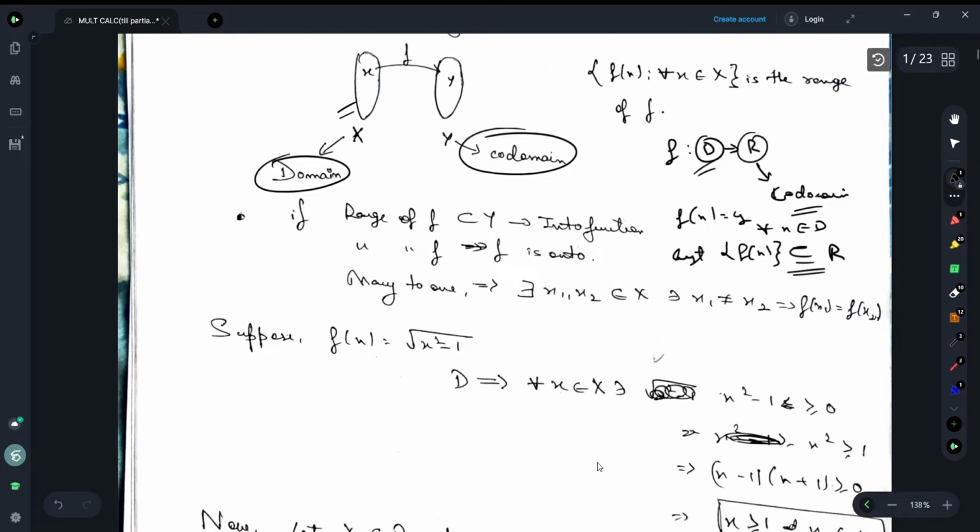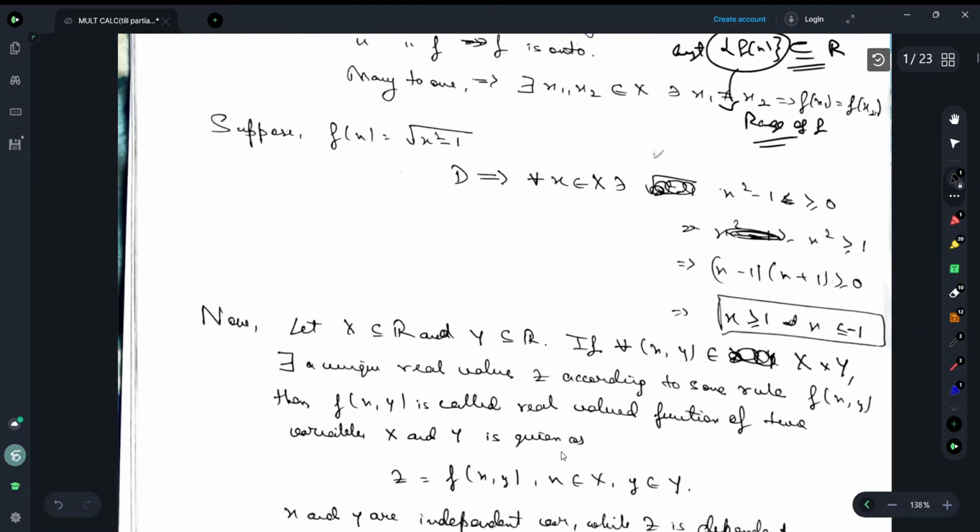But this set, which is the set of all images of the elements of D, is called the range of the function, the range of f. So these are the basic definitions of functions: domain, codomain, range. Then we had also discussed the types of functions: into function, onto function, bijective function, many to one function. And previously we have also learned how to find the domain of a function.